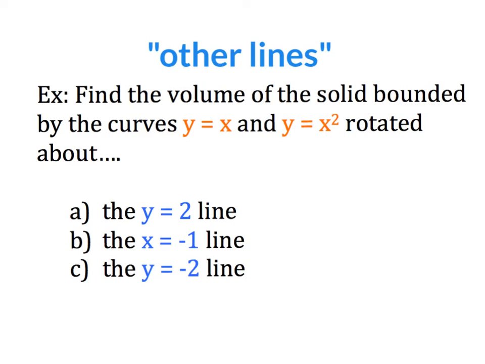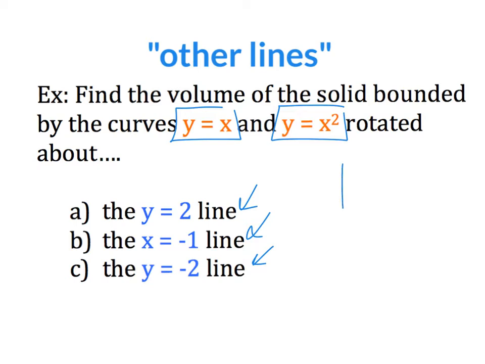So we've already looked at rotating about the x-axis, we've already looked at rotating about the y-axis. So for this segment, we're going to be looking at rotating about other lines. And so for this problem alone, we're looking at the same region, the region bound between y equals x and x squared, and we're going to be looking at the setup for each of these, about the y equals 2 line, x equals -1 line, and y equals -2 line.